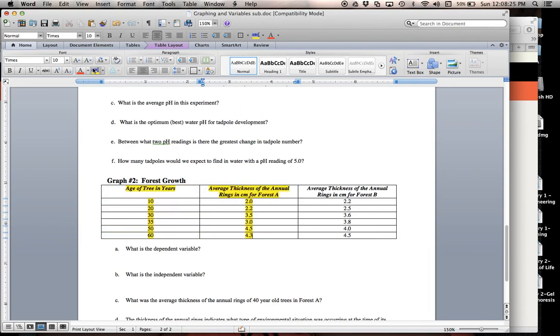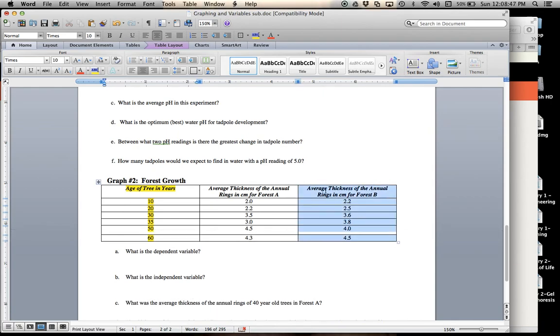You're going to have one line for this stuff right here. So you're basically going to plot the age of the tree with the average thickness of forest A. And then you are going to do this data right here and this data right here. And that's going to be your next graph.